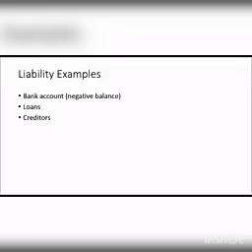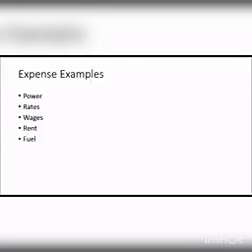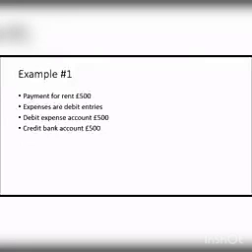Liability examples: bank accounts in a negative balance, like in an overdraft. That is cash that you owe to the bank. Loans: a loan is something that you owe. Creditors, that's cash owed to suppliers. That is something that you owe. These are liability examples. Expense examples: power, rates, wages, rent, fuel.